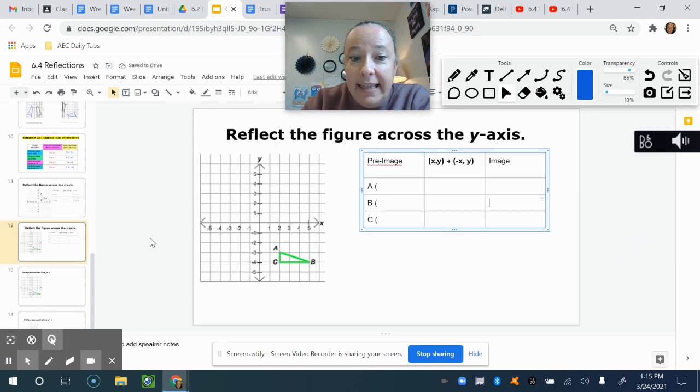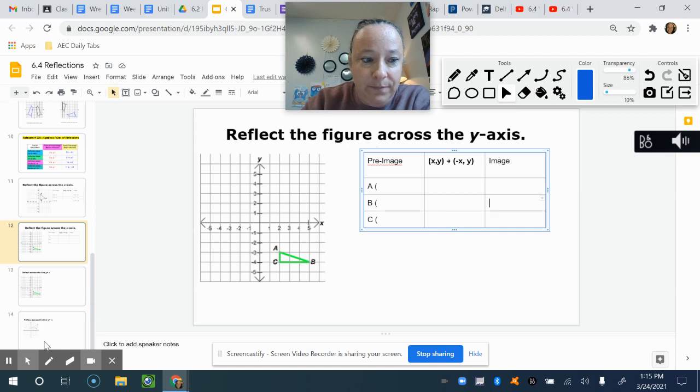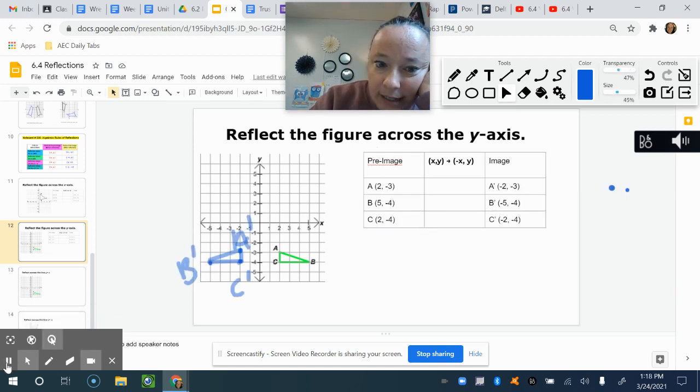Now I'm going to take this figure and reflect it across the y-axis. Remember, we're going this way, reflecting it this way. So my y values would stay the same, but my x values would change signs. Pause me and try to figure out what your ordered pairs are for your pre-image and your image. And there you go. Check and make sure you have all those right.